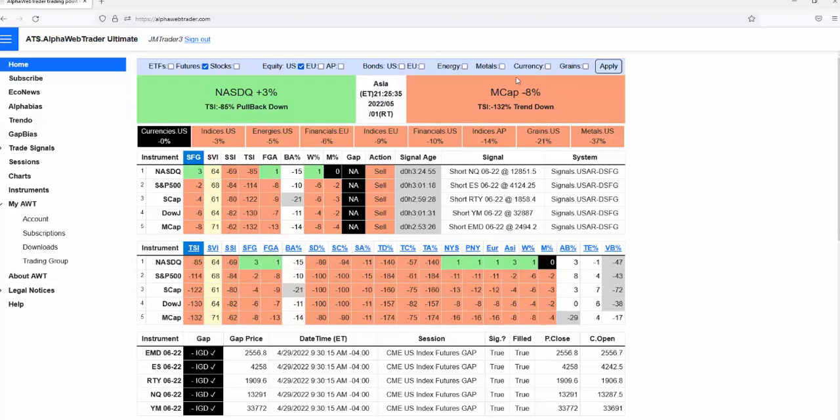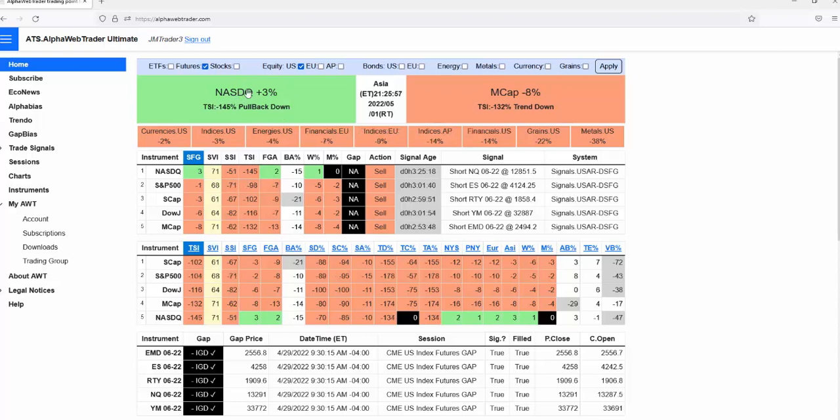And this tells us the trend is down here. So we've got mid caps, it says -8%, trend is down. NASDAQ, the trend is down. See, it says pullback down. So basically the trend is down, and we're just getting a pullback in a downtrend, right? A little up move in a downtrend at this point. So it gives us a snapshot.